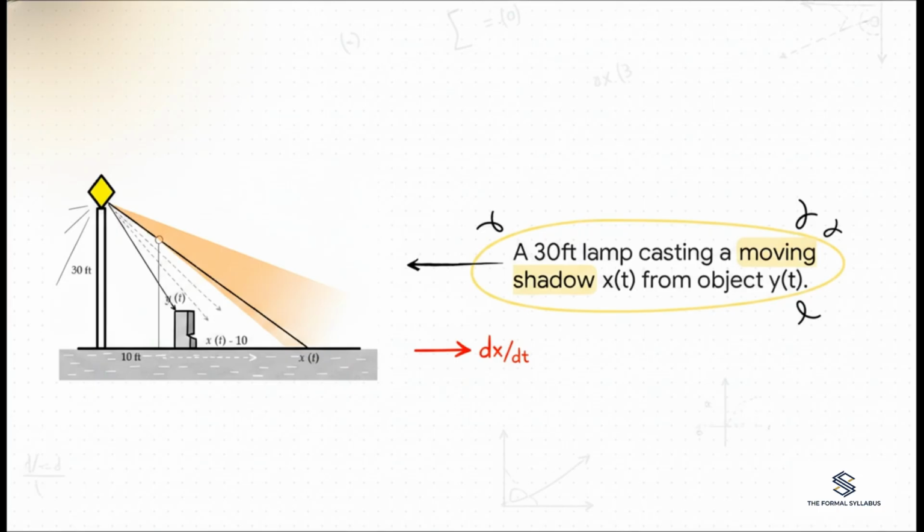All right, let's bring this all back to that shadow hook from the beginning. Imagine a 30-foot street lamp on the left. 10 feet away is the base of a falling object, and we'll call its height y as a function of time. The light rays pass right over the top of the object, casting this long, moving shadow on the ground. We want to find the exact speed of that shadow's tip, which we'll call x as a function of time.